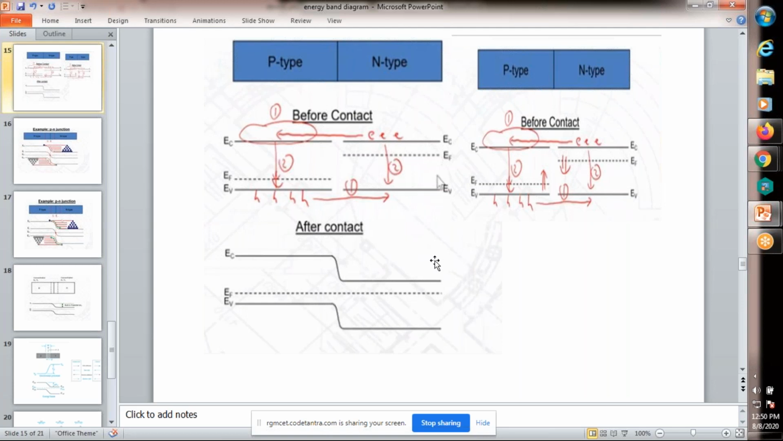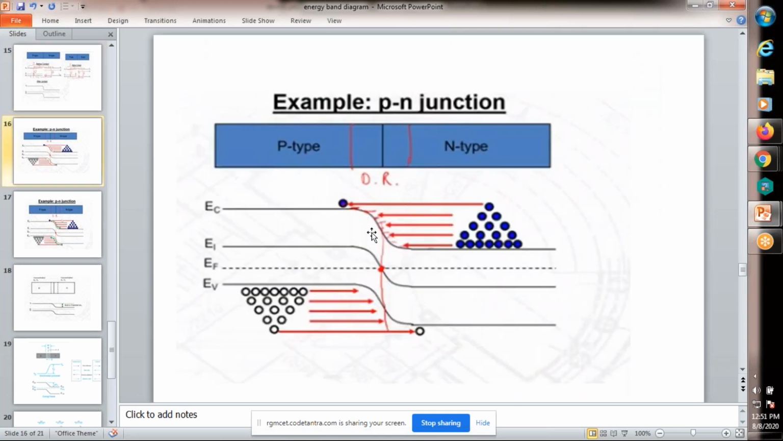After contacting, initially diffusion takes place. Due to diffusion, the Fermi level energy is disturbed, and finally the Fermi level becomes a common level for both p and n type. This is the conduction band level. When we simply connect them, band bending takes place. This is the curvature here.